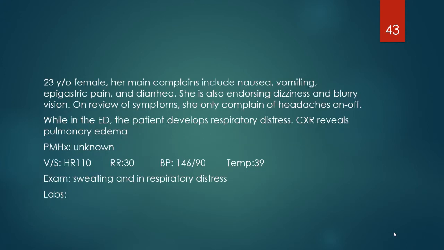All right, another case. A 23-year-old female, main complaints include nausea, vomiting, gastric pain, and diarrhea. She's also endorsing dizziness and blurry vision. On review of symptoms, she only complains of headaches, on and off. While in the ED, she developed respiratory distress, and X-ray reveals pulmonary edema. Unknown past medical history. She's tachycardic at 110, tachypneic at 30, blood pressure 146/90, and temperature of 39. On the exam, she is sweating, and she is in respiratory distress.